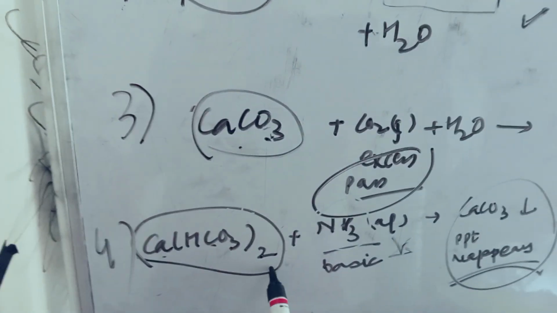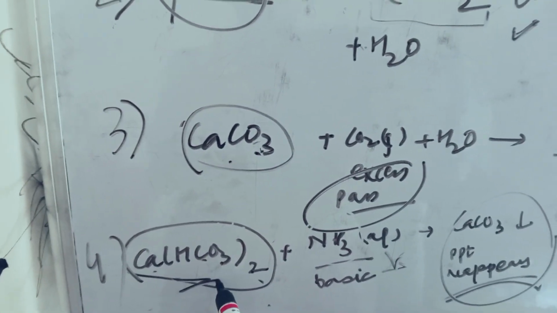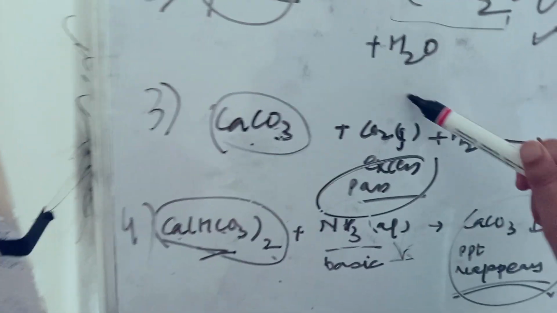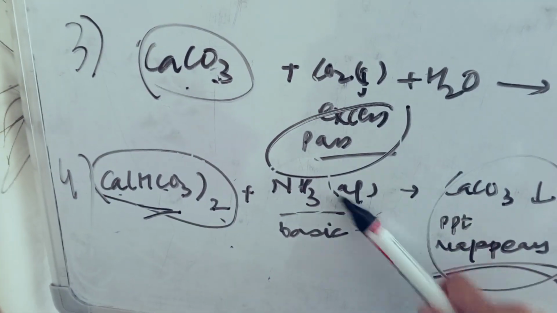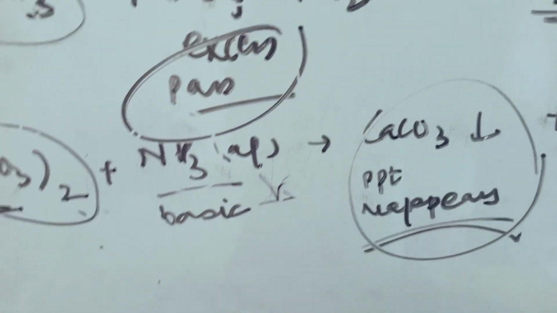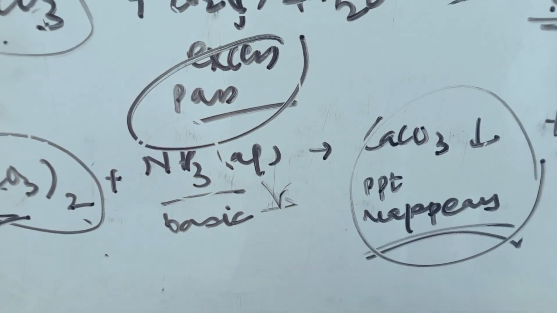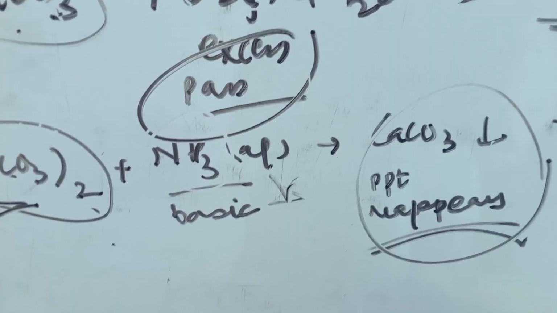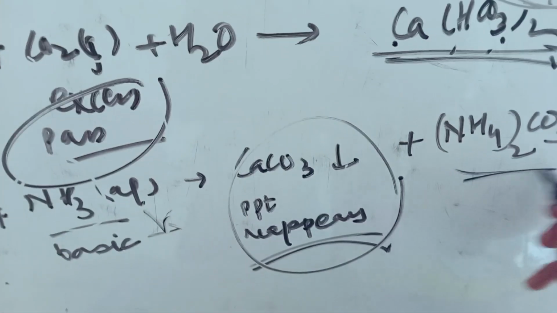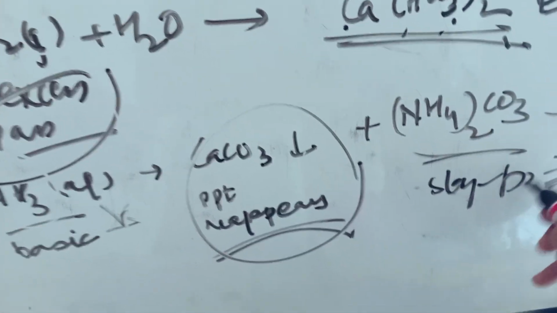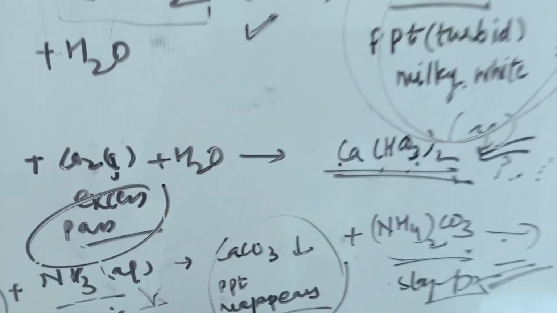The fourth one, when we add a base, that is ammonia, liquefied ammonia, to the solution which is formed after passing the CO2 gas through the ppt, what we notice is that the calcium carbonate ppt reappears. That means it is confirmed that the carbonate group reagent is present in the salt, and this is the side byproduct, what we call ammonium carbonate.